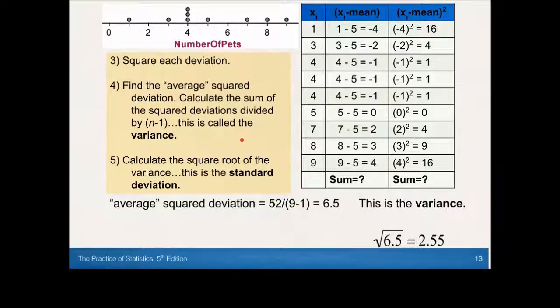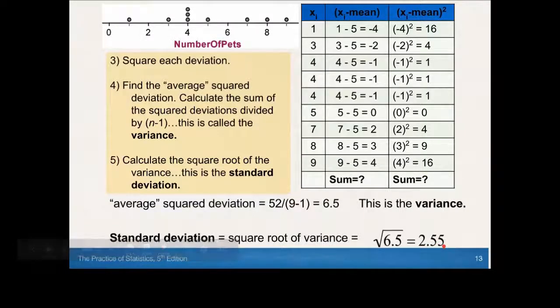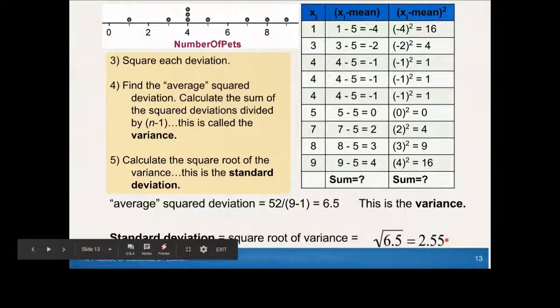We'll talk about why it's the number minus 1 later on in other chapters. And then what we do is we square root that to get the standard deviation. So the variance is 6.5, and the square root of 6.5 is 2.55. So what does that mean? What does a standard deviation of 2.55 mean?